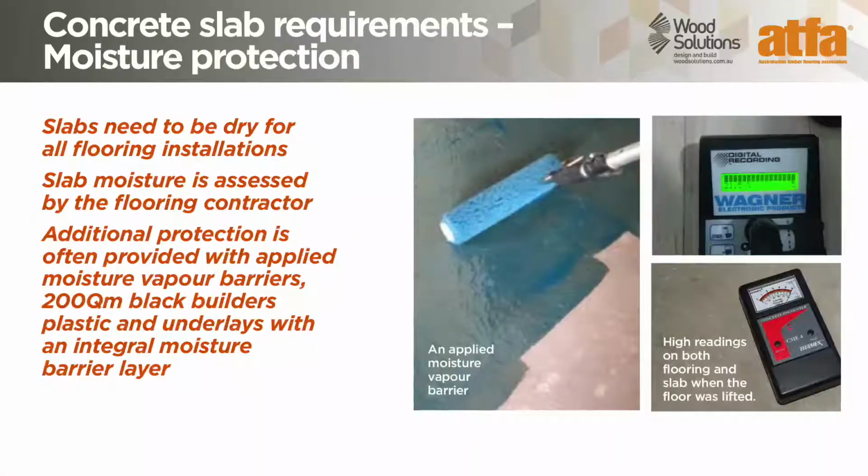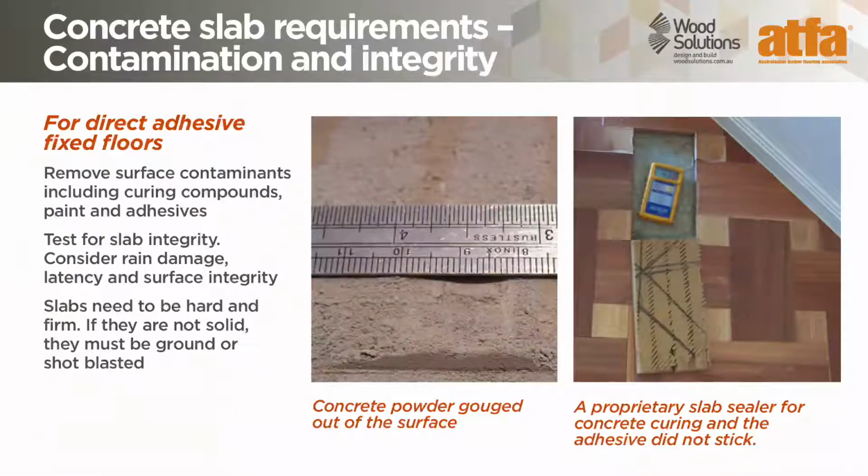A flooring contractor will assess the moisture levels and decide whether additional protection like a layer of builder's plastic is necessary. The photo on the left shows a moisture vapour barrier being applied to a slab for extra protection. The photo on the right shows high moisture readings on both flooring and a slab, which will affect the floor's performance. When direct adhesively fixing a floor to a slab, it's important to remember to remove surface contaminants, including curing compounds, paint, and old adhesives. This is to ensure the new adhesive can bond properly to the surface.